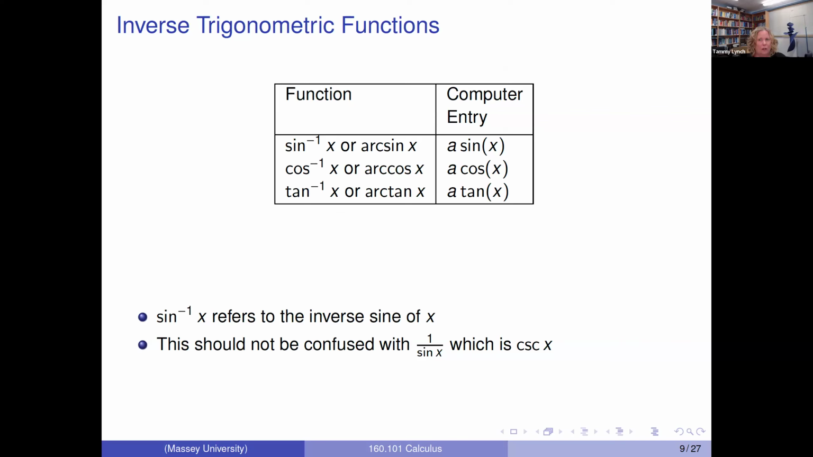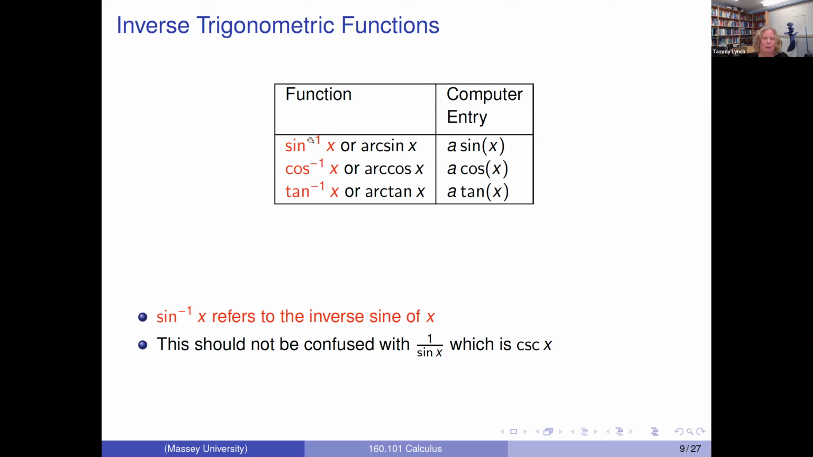As well as trig functions, you will have learned about inverse trig functions in school. So inverse trig functions can be written in a couple of different ways. Sometimes we write them as sine minus 1 of x, cosine minus 1 of x, tan minus 1 of x. We would read this as inverse sine of x, inverse cosine of x, and inverse tangent of x. So that refers to the inverse sine of x. It should not be confused with 1 over x.